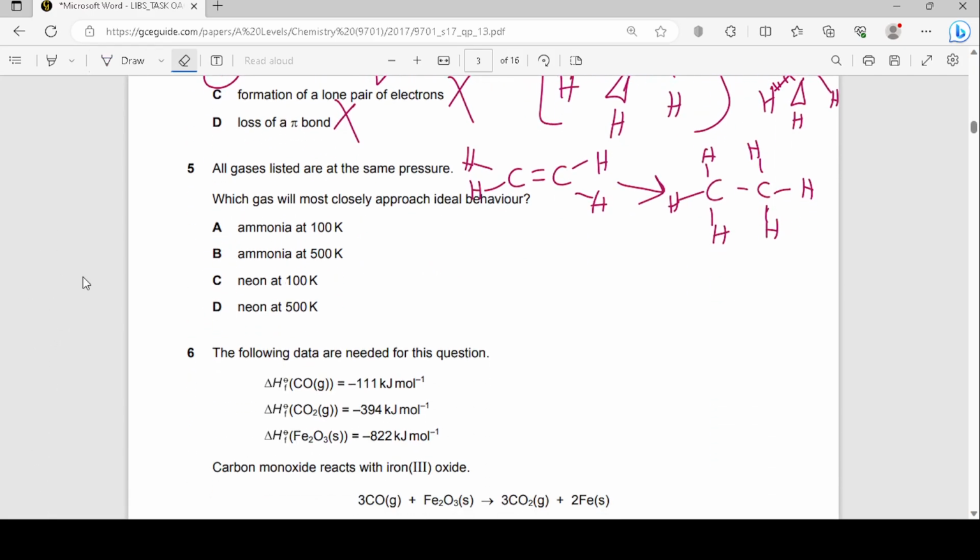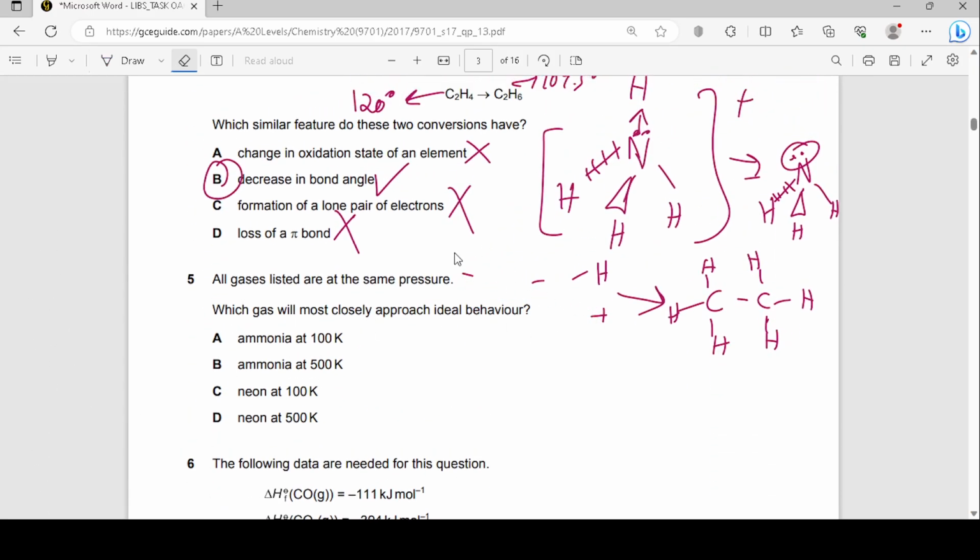All right, next question. All gases listed are at the same pressure. Which gas will most likely approach ideal behavior?